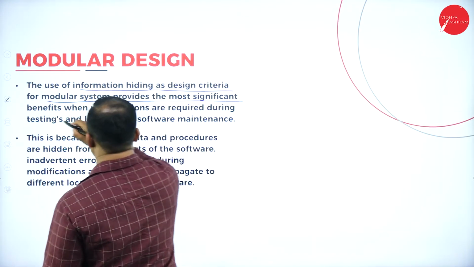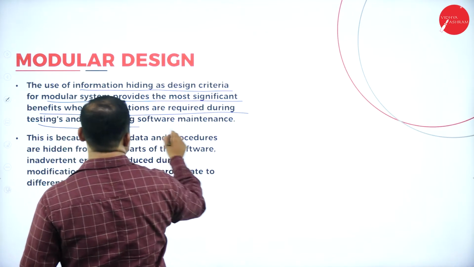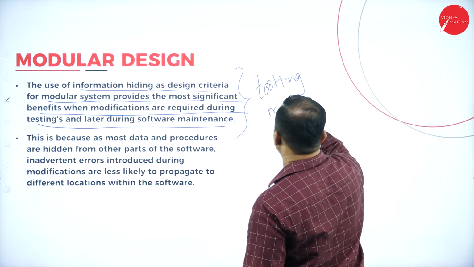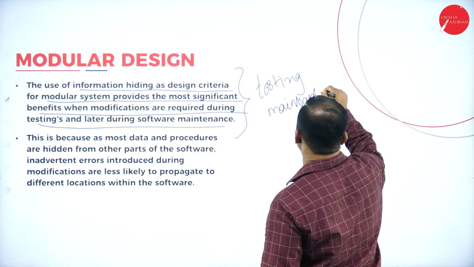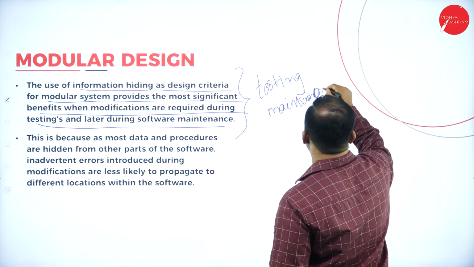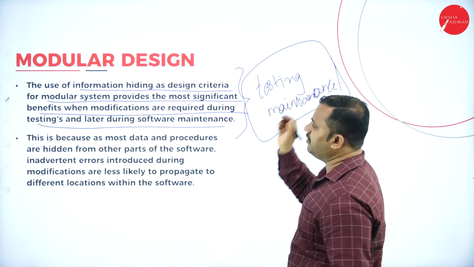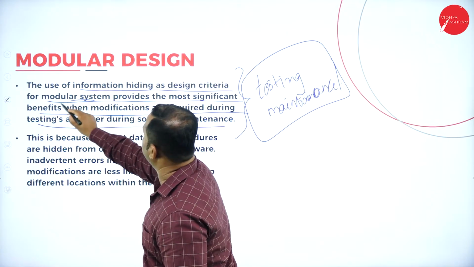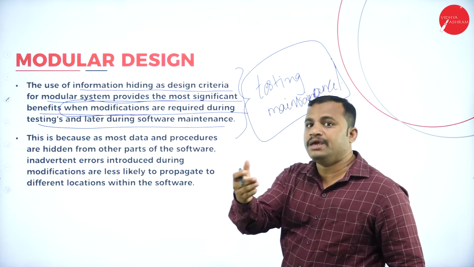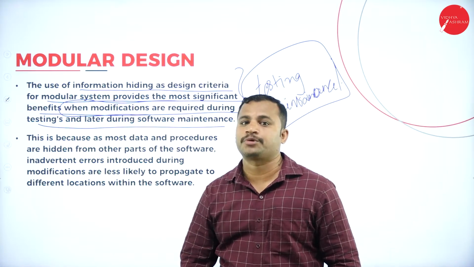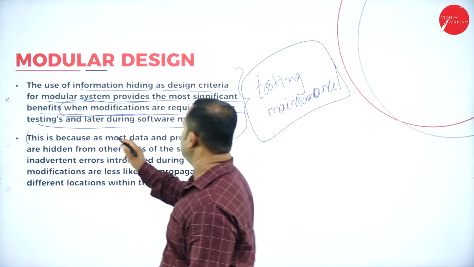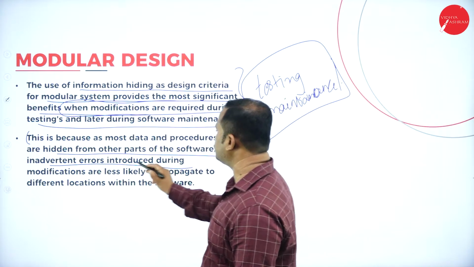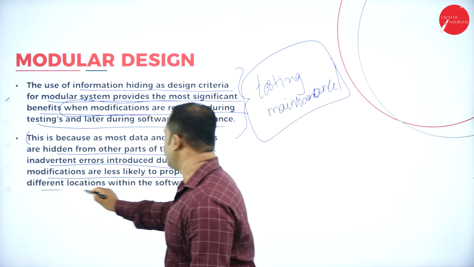A modular system provides the most significant benefit when modifications are required during testing and after software maintenance. Once the development is over, testing and maintenance are the main important part. In this case, modular design is most significant, and it helps the user come up with many modifications so that they can be incorporated very easily. This is because most data and procedures are hidden from other parts of the software, and inadvertent errors introduced during modifications are less likely to propagate to other locations within the software.